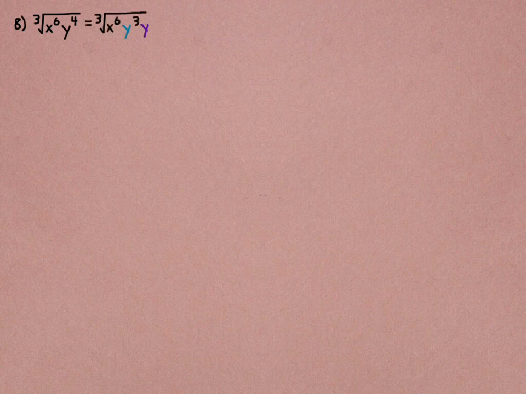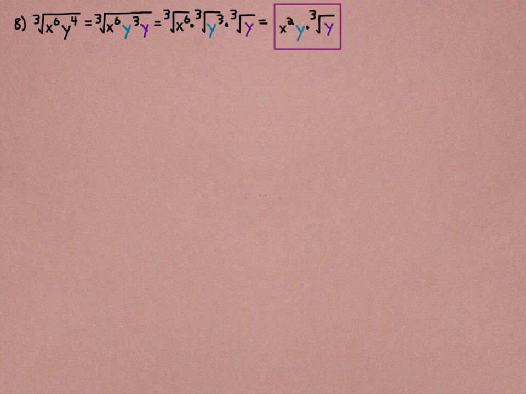X to the 6th is a perfect cube. Y to the 4th is not, so I factor y to the 4th as y cubed times y, because that's a perfect cube times y. And then I can split out the cube root of x to the 6th, the cube root of y cubed, and the cube root of y, like that. And then the first two simplify to x squared and y, times the cube root of y.